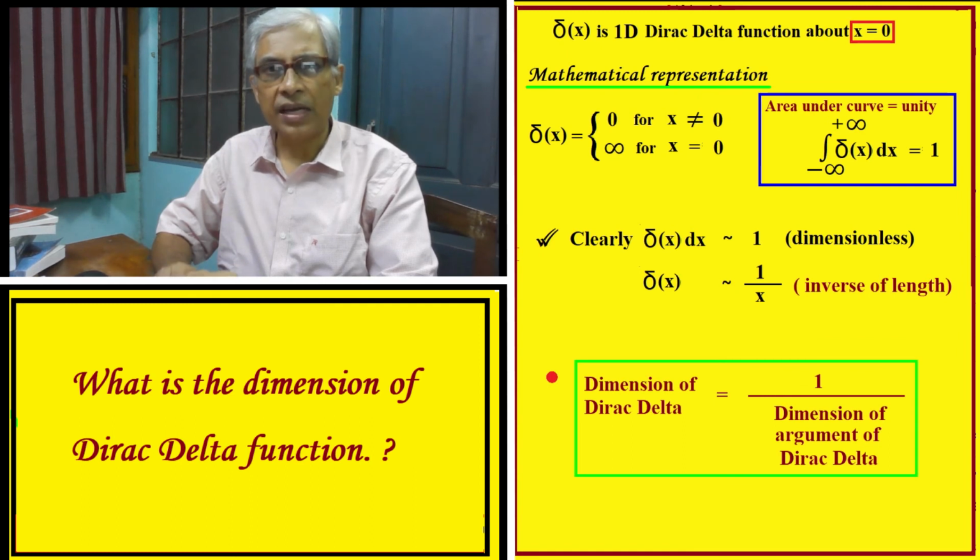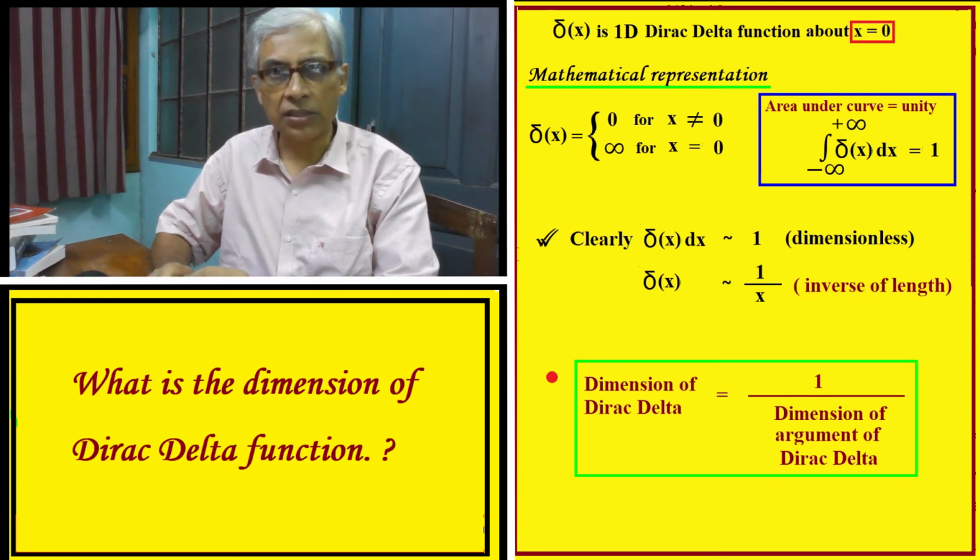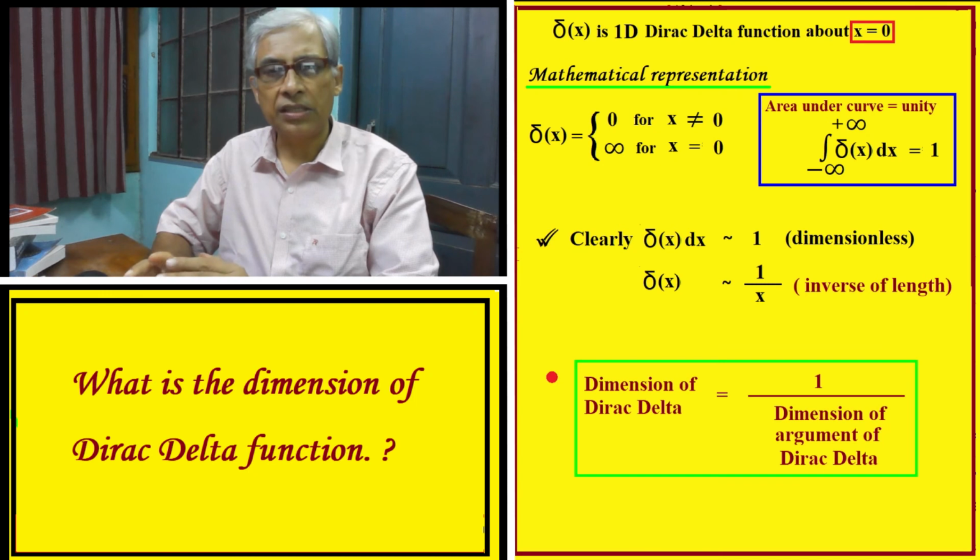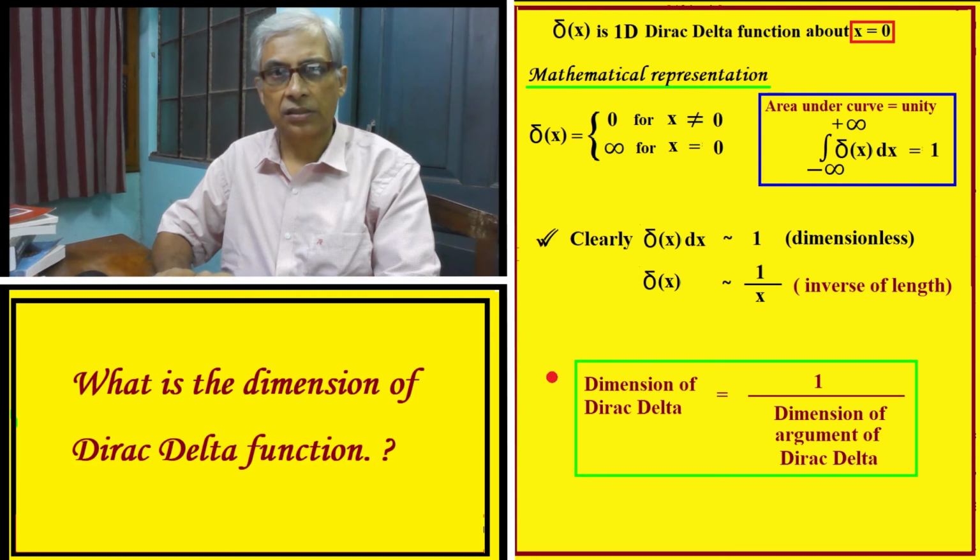So the very next step gives the result. Dimension of Dirac delta of x is 1 by x, that is 1 by length, that is inverse of length. Now since x is the argument of delta, we can obtain the general formula which has been written in the green box. So dimension of Dirac delta function is the inverse of its argument.